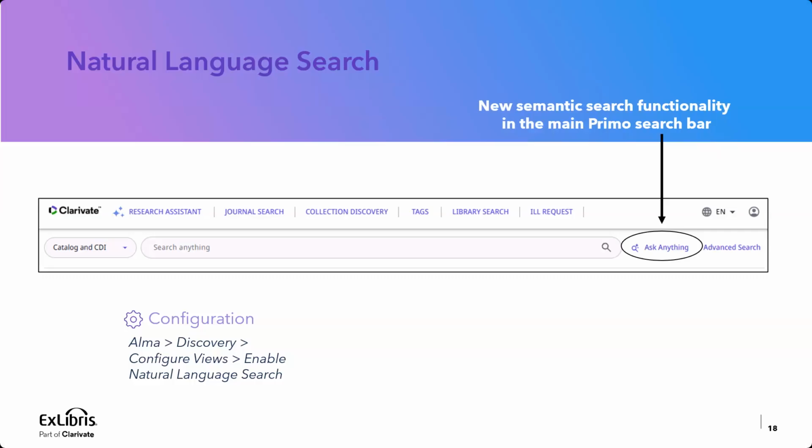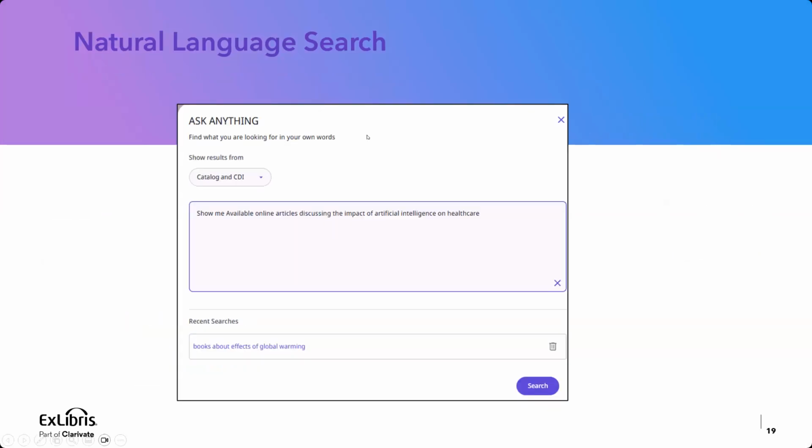And what does it mean? We have this new Ask Anything button, and when I click on it, I get this new overlay window where I can first select the scope that I would like to search in. All the scopes of my institution are available here. I'm not restricted to any search scope. I can search in all my library resources. I can type my question in natural language as I would talk to a colleague.